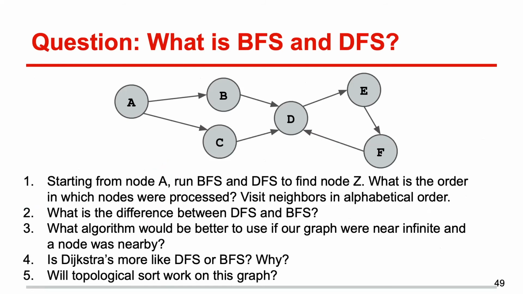There are several questions I want you to consider that are important for distinguishing between those two different search methods. The first one: starting from node A, run BFS and DFS to find node Z. Node Z is not in here, but I just want you to find node Z. What is the order in which nodes were processed? Can someone give me the procedure that you think? What is the BFS in this graph? I will just order the neighbors in alphabetic order.